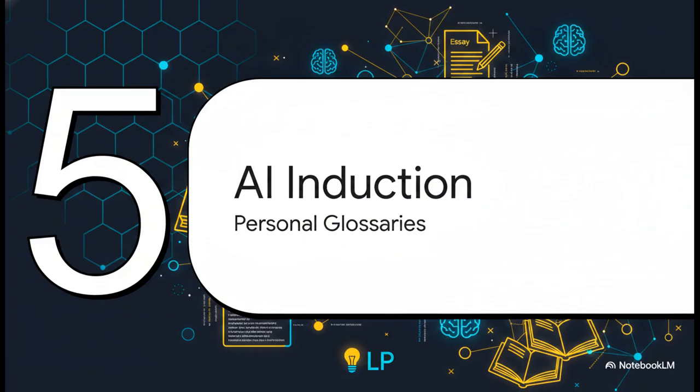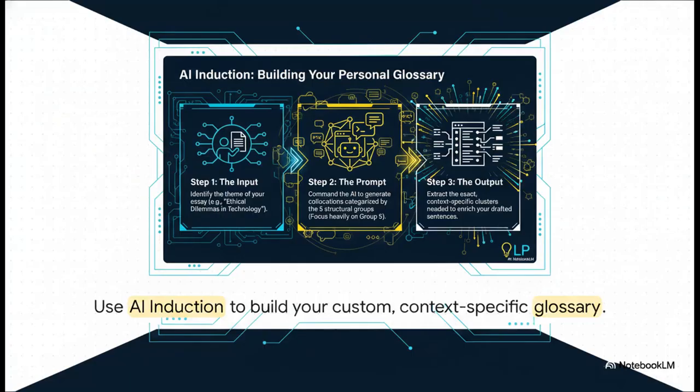Section 5, AI induction for glossaries: how we actually apply this. So, what does this all mean for you, and how do we actively put this into practice? Well, we're going to explore how you can build your own context-specific vocabulary for your very next essay. We're using a modern methodology called AI induction. The whole idea here is to use chatbots like ChatGPT or Claude not to write your essay for you, right? But to deliberately generate custom collocation glossaries heavily focused on that crucial Group 5 formula we just learned about.